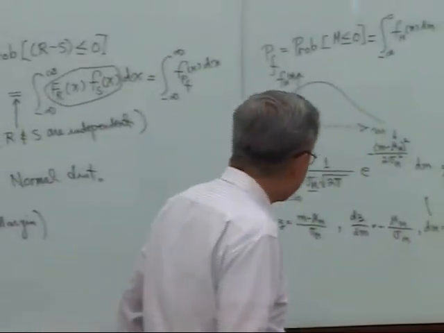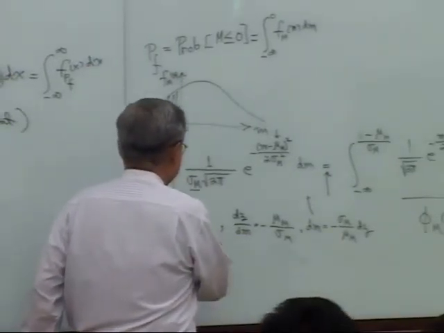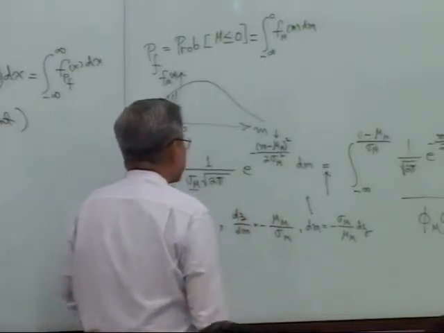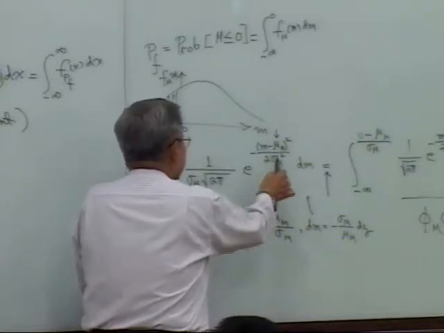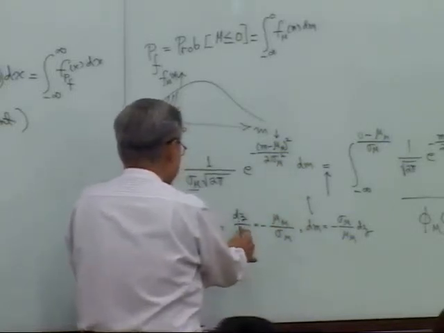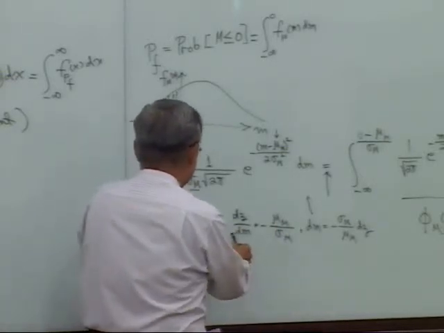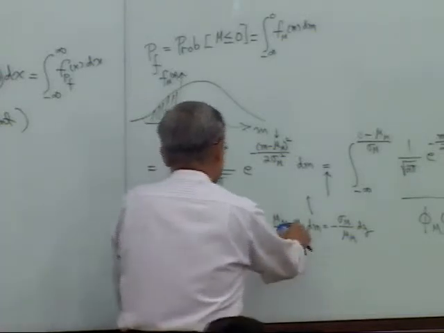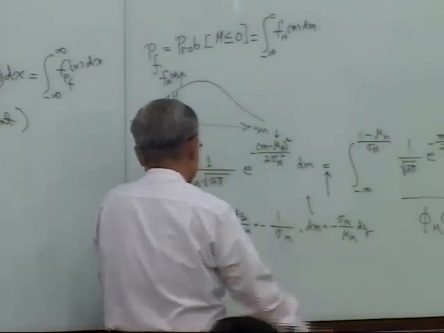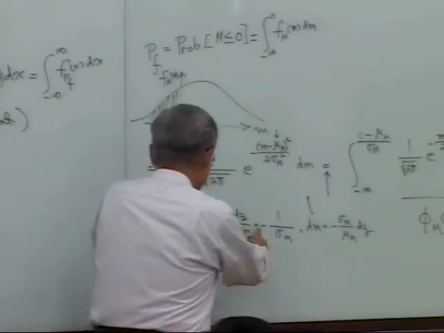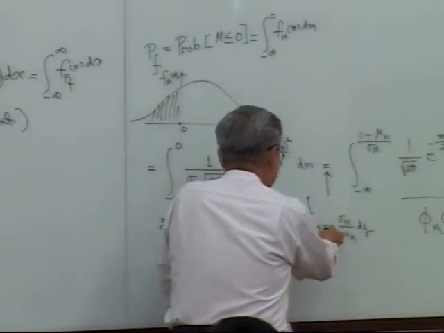I think that one is wrong. Oh, it's wrong? Okay, let me see. It's a substitution: it's (m minus mu_M) over sigma_M, and take a derivative, right? Oh, this is equal to this, right? It should be 1 minus... oh, this should be plus. Thanks.